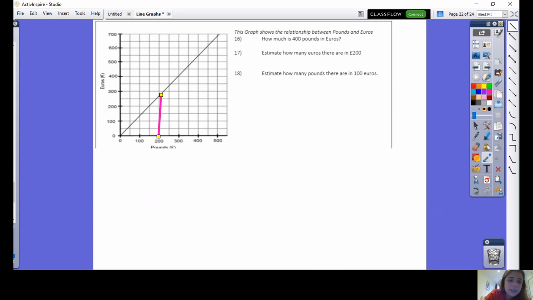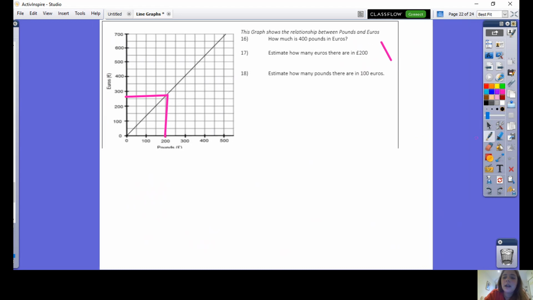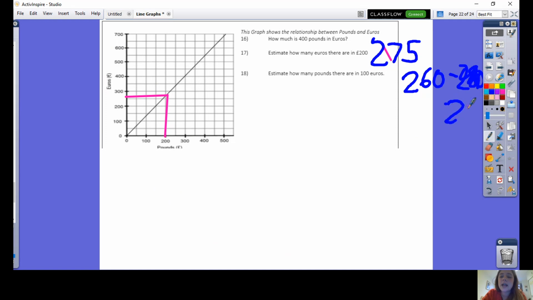Estimate how many euros there are in £200. £200 is here, and you can see it's not an exact value, which is why it's an estimate. My line's in slightly the wrong place there, but my estimate there would have been 275. Okay, that means as it's an estimate, I'll accept anything. Probably for this one, I would say anything between 260 and 280. Okay, maybe 285 in fact. 260. In fact, I'll be generous. Anything between 260 and 290.